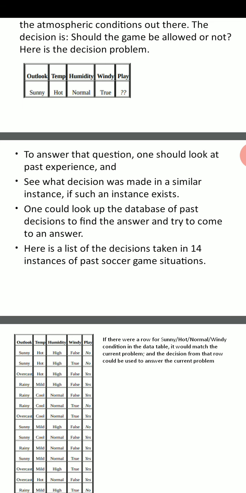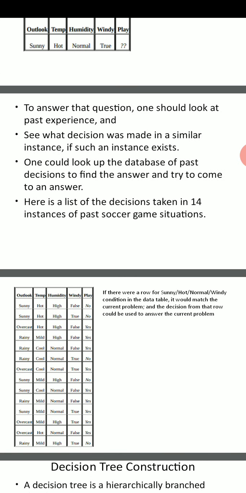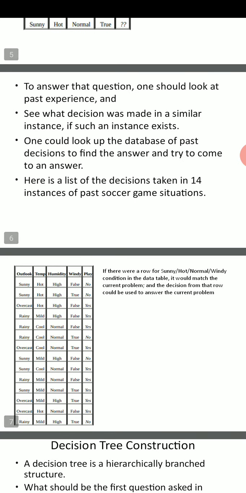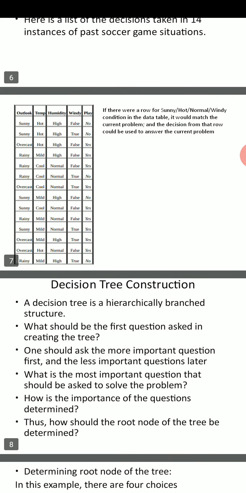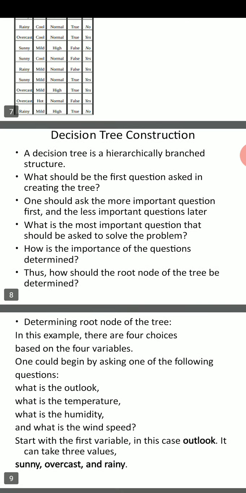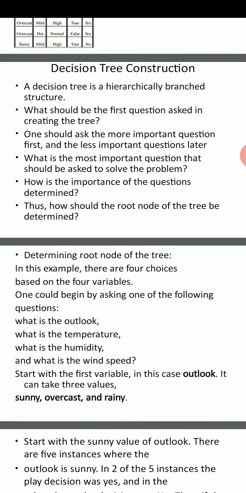Okay, fine. One could look up the database of past decisions to find the answer and try to come to an answer. There are 14 instances which are mentioned here. You can make a note. Now let us start with decision tree construction.